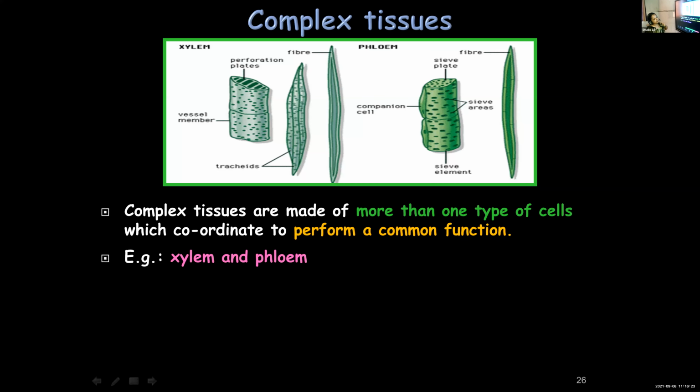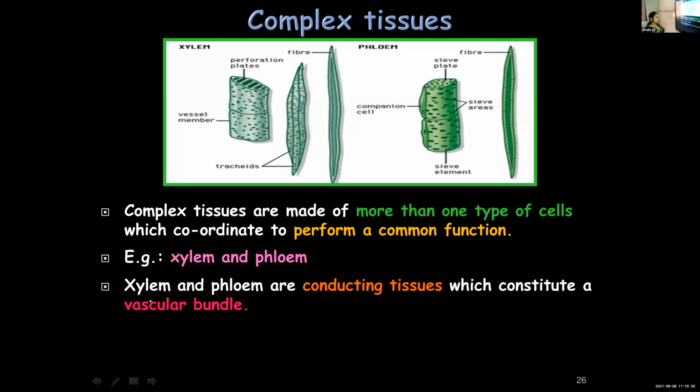Example, xylem and phloem. These are the 2 complex tissues found in plants. Both of them are conducting tissues, meaning conduction, transportation. They help in transportation of water, minerals, and food. All these substances should be transported from and to different parts of the plant. So these are conducting tissues, and together, xylem and phloem, we call it a vascular bundle.